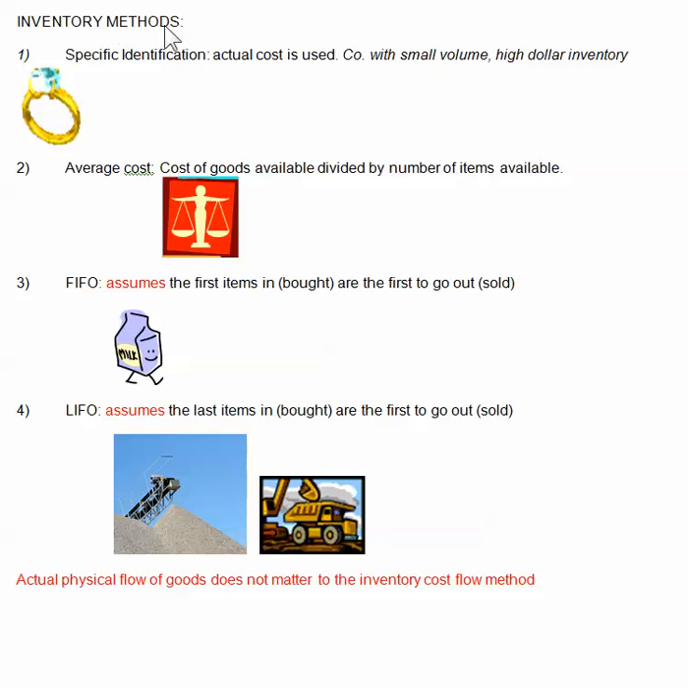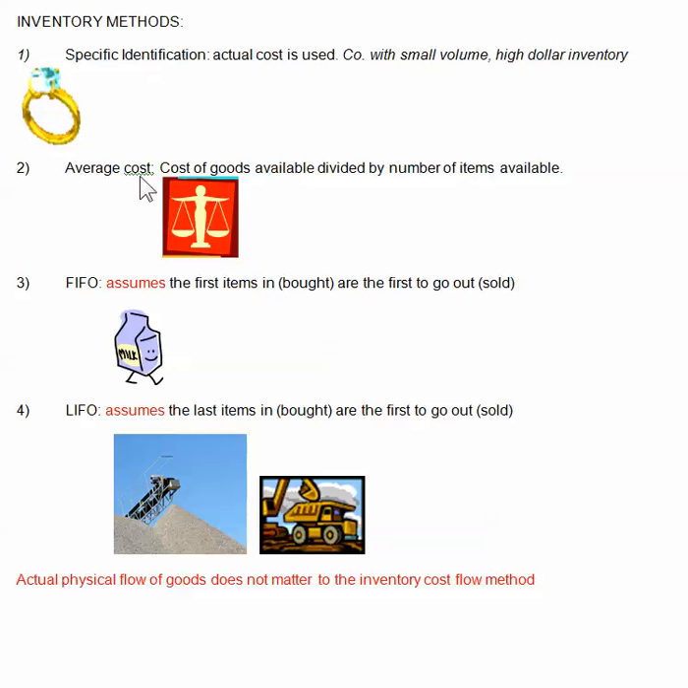Most of us might think that companies use specific identification, which is a type of inventory method that is allowed by generally accepted accounting principles. But here's the thing, not many companies use specific identification because it's cumbersome to keep track of all your inventory and exactly how much each one costs. So typically only companies that have low amounts of inventory will use specific identification.